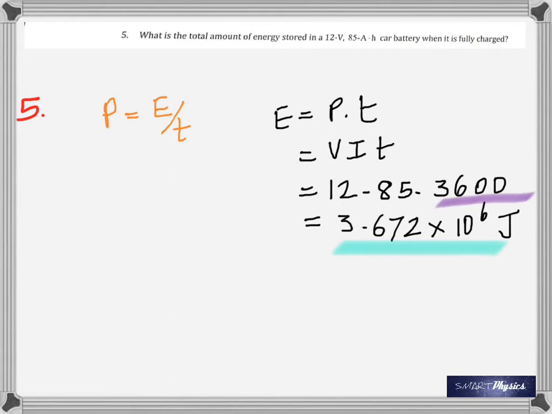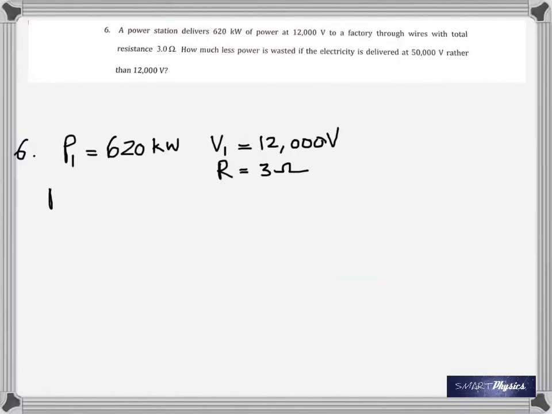Now from that definition, we know power is work over time, or power is energy over time, and therefore energy is power multiplied by time. But electrical power is the product of voltage and current. The voltage here is 12, and if we assume that 85 amperes was being drawn, then it would only last for 1 hour, which is 3600 seconds. And that's how we get 3.672 times 10 to the 6 joules. Yes, you cannot do it in kilo.